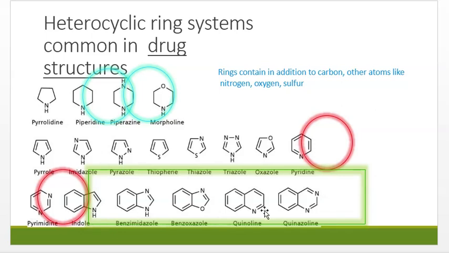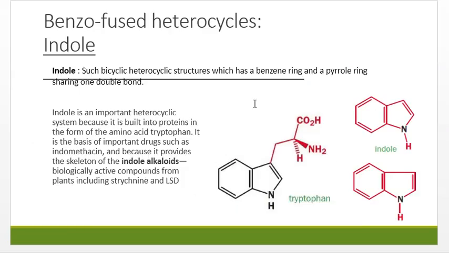I hope you remember what a fused heterocyclic compound is. One part is benzene and another part is a heterocyclic compound. But we also have compounds where both parts of the ring are heterocyclic cycles. Among the benzo-fused heterocycles, a member is indole. Indole is a bicyclic heterocyclic structure which has a benzene ring and a pyrrole ring sharing one double bond.